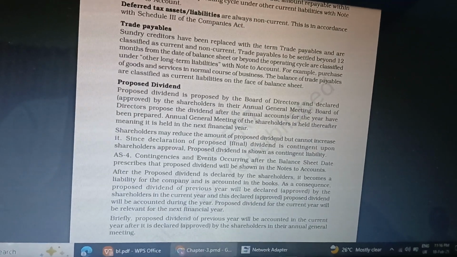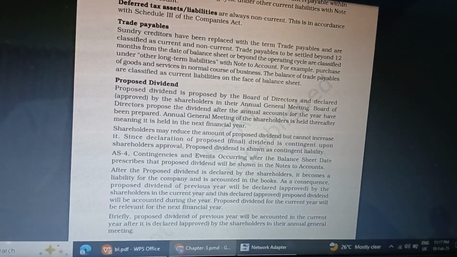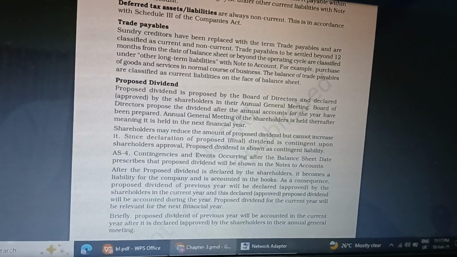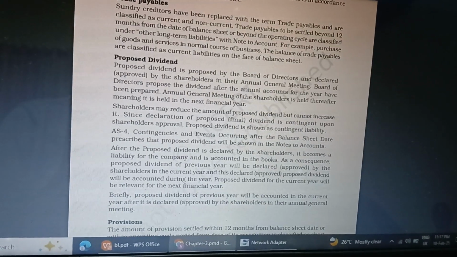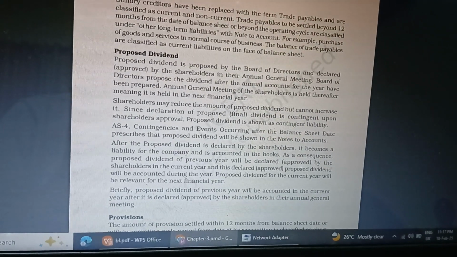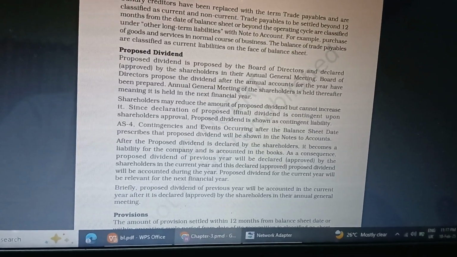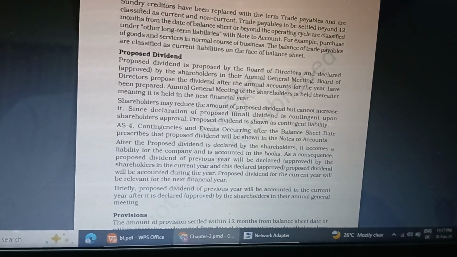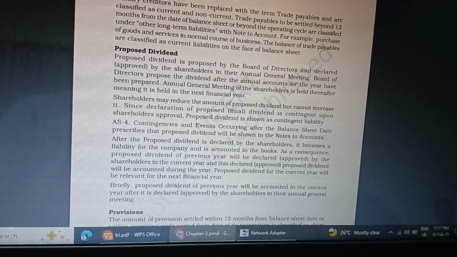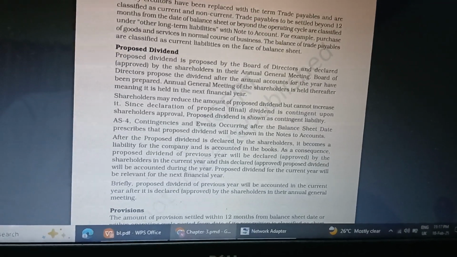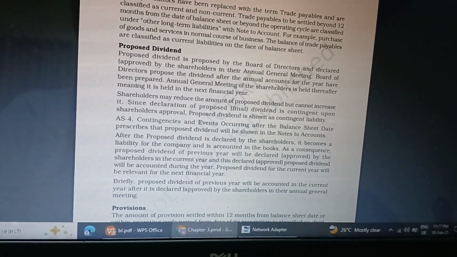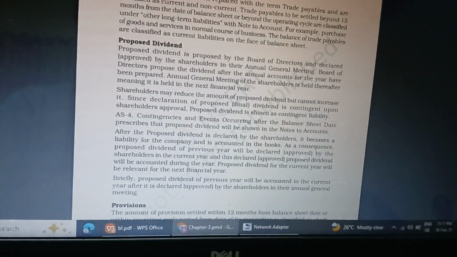After the proposed dividend is declared by the shareholders, it becomes a liability for the company. Liability means it has to be paid by the company and accounted in the books. As a consequence, proposed dividend of the previous year will be paid in the current year, and this declared proposed dividend will be accounted. In this year, if it is declared, that should be paid in the next year.